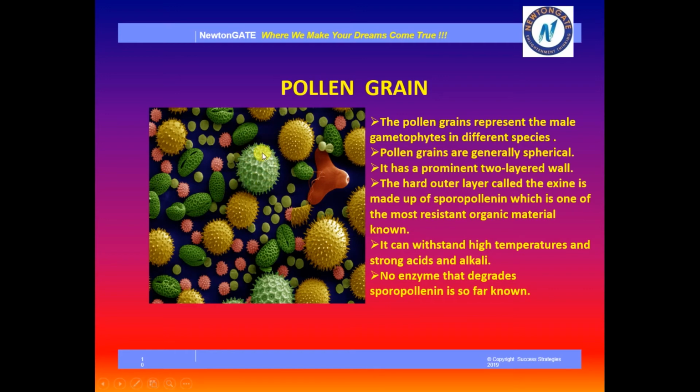They are generally spherical. You can see here they are generally spherical in nature and have two prominent wall layers. Okay, one is the hard outer layer called the exine and one is the inner layer. Okay, exine is made up of a chemical known as sporopollenin, which is the most resistant organic material known. What is the function of sporopollenin? Now, sporopollenin can withstand high temperature, strong acids and alkali. No enzyme that degrades sporopollenin is so far known. Okay, so this is basically the outer layer I am talking about.